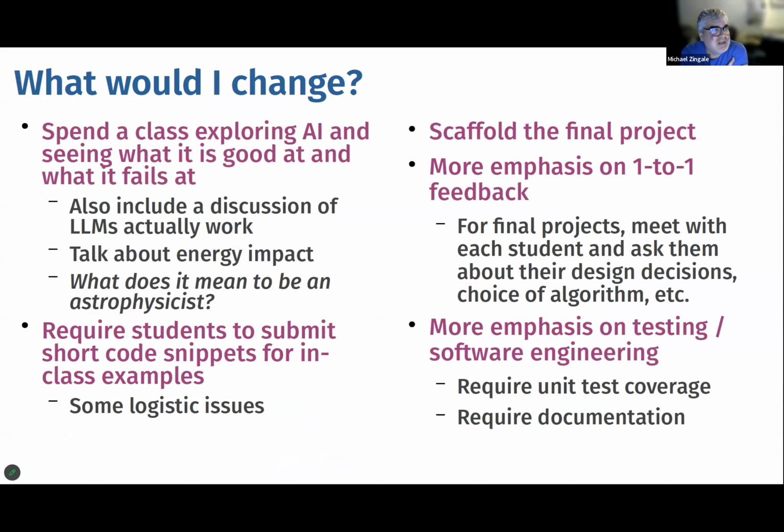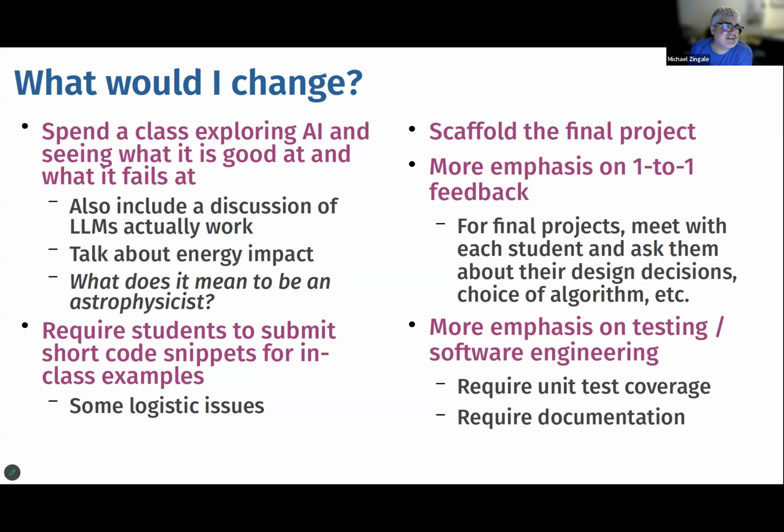What would I change? I think we should spend a class exploring AI, seeing what it's good at, what it fails at, doing it live in class on some real problems so students can see how it can be used as a tool and what it's good at and what it's not. I think also that we should all, as researchers, try it out on our problems to understand what it's actually useful for, so that we have the experience when we're teaching a class to tell our students, hey, this is what I found. And it is useful for quite a number of things.